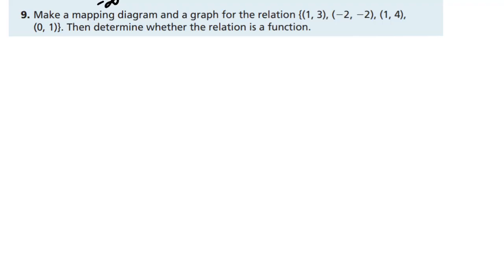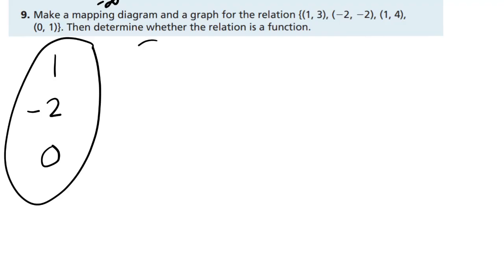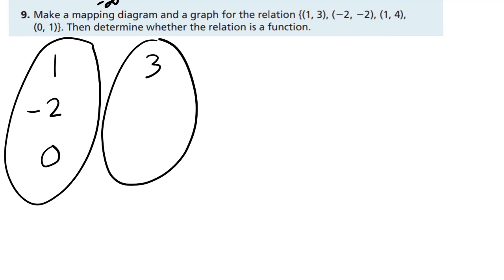Make a mapping diagram and a graph for the relation 1, 3, -2, -2, 1, 4, and 0, 1. So let me go ahead and do that. So we have 1, -2, and we have 1 again, and then we have 0. So it's 1, -2, 1, and 0. So this is your x value, and there's your y value. So y value, we have 3, -2, 4, and 1.